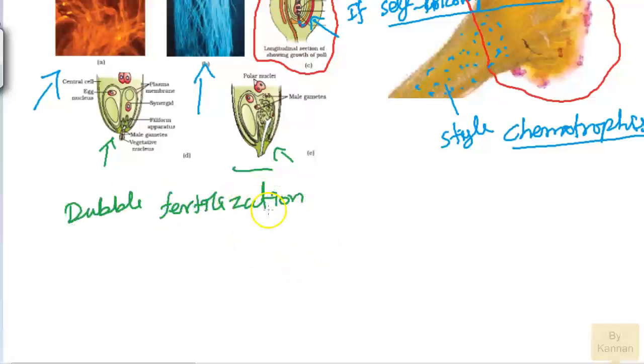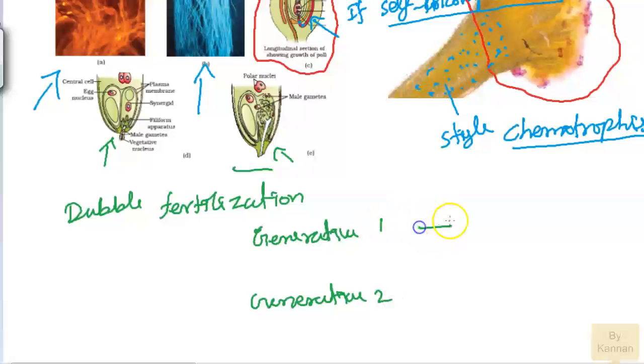First thing, there are two generative cells. So let's write generative 1 and generative 2. The first generative cell moves inside the tube cell. It is going to reach the egg cell of the embryo sac, which is just above the synergid cells, and they fuse together. So in this fertilization process, they form a zygote.